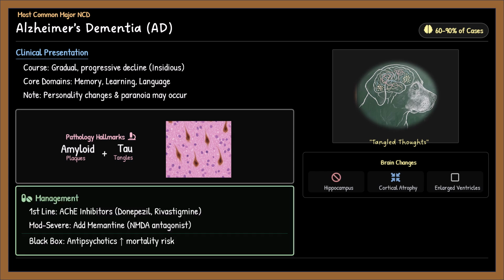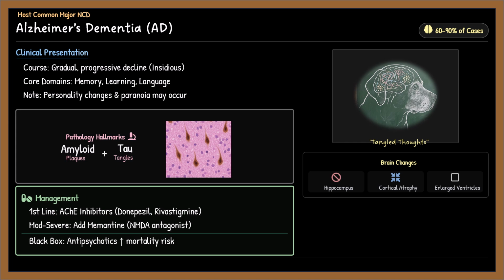So how do we treat Alzheimer's dementia? There's no cure for it. There are some medications that can help with memory a little bit. They're not that great. So first line for these medications is the acetylcholinesterase inhibitors, such as donepezil or rivastigmine. And you can also give them memantine, which is an NMDA antagonist. Memantine is more for the moderate to severe cases.